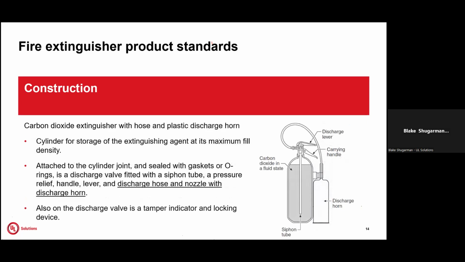This, much like the previous example of the dry chemical extinguisher, is a larger carbon dioxide extinguisher, nearly identical to the previous carbon dioxide extinguisher, with exception to it being larger, and therefore it is provided with a discharge hose and nozzle and a discharge horn.